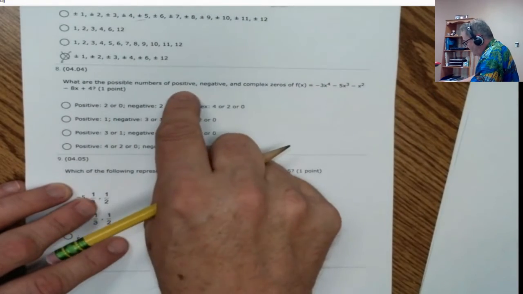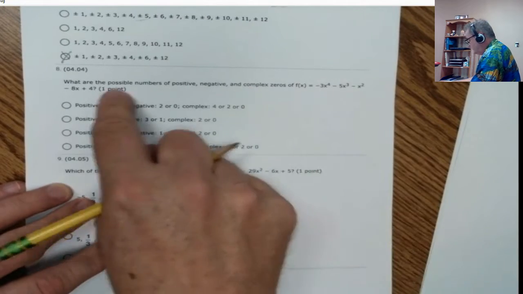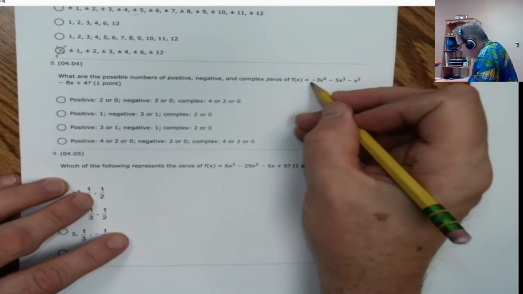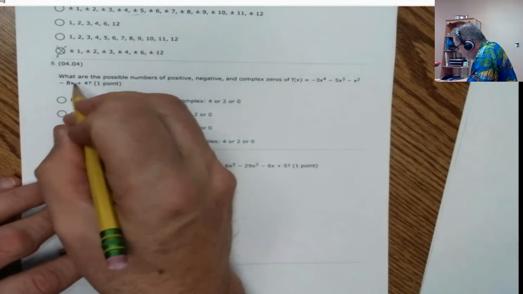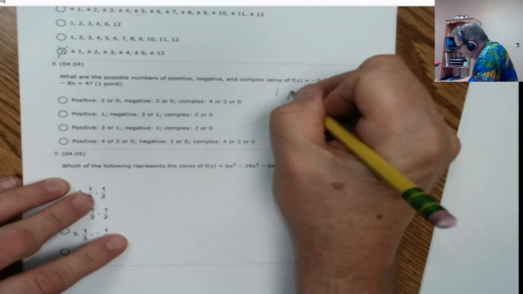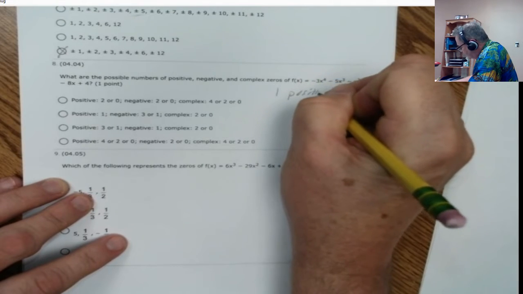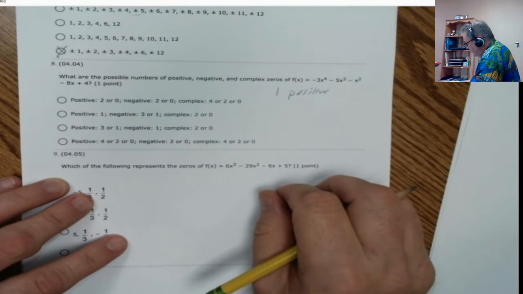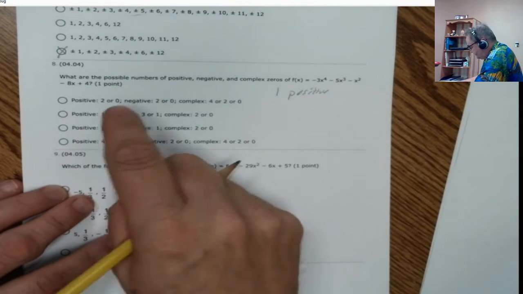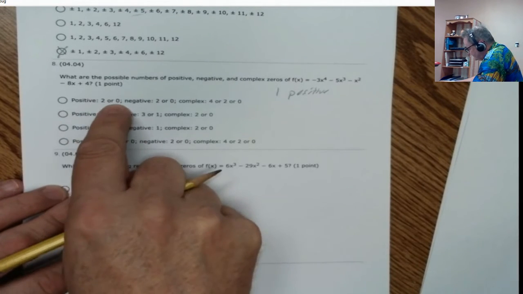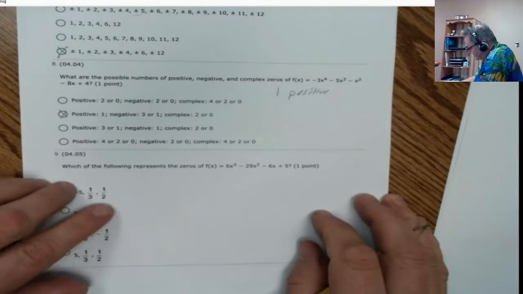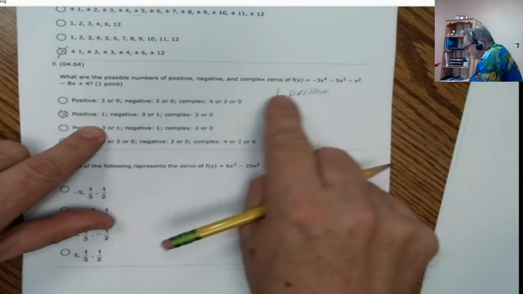So, what are the possible numbers of positive, negative, and complex zeros for this polynomial? All right, so how many sign changes are there? Starts with a negative, negative, negative, negative. Okay, so there's only one sign change. That means there's one positive root. One positive natural real root. So this is positive 2 or 0, positive 1, positive 3 or 1, positive 4 or 2. This one just has 1, but let's double check our negative.